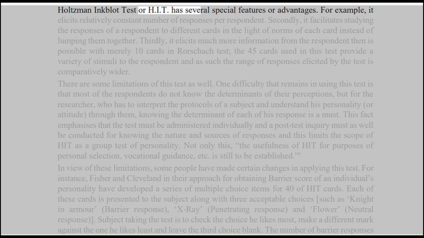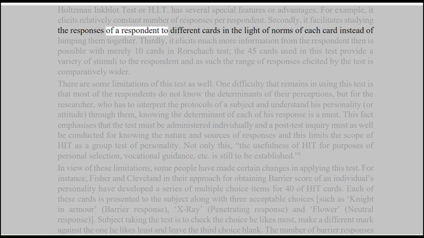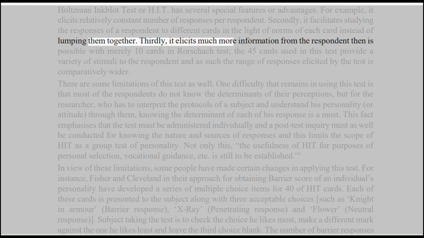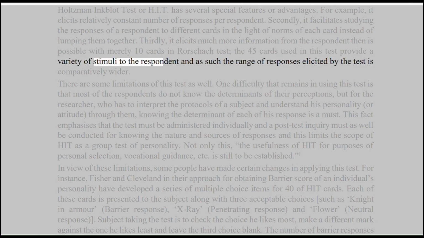The Holtzman ink blot test, or HIT, has several special features or advantages. For example, it elicits a relatively constant number of responses per respondent. Secondly, it facilitates studying the responses of a respondent to different cards in the light of norms of each card instead of lumping them together. Thirdly, it elicits much more information from the respondent than is possible with merely 10 cards in the Rorschach test. The 45 cards used in this test provide a variety of stimuli to the respondent, and as such, the range of responses elicited by the test is comparatively wider.